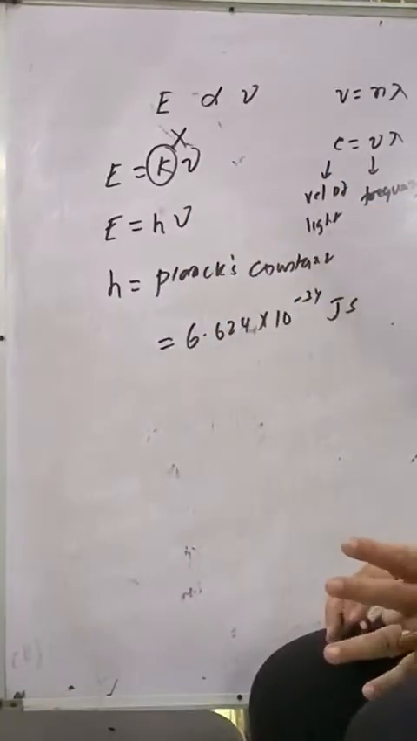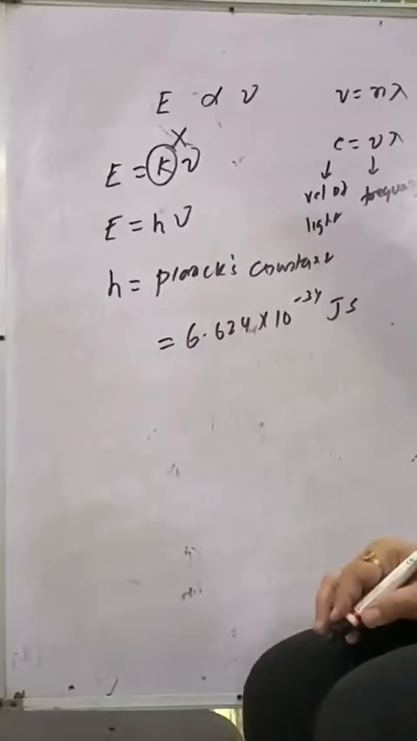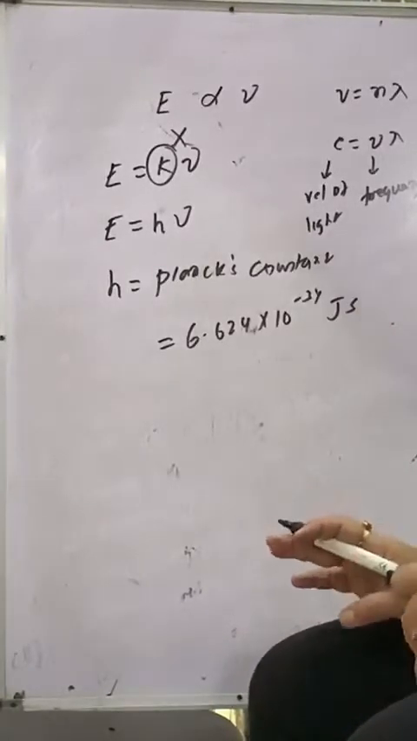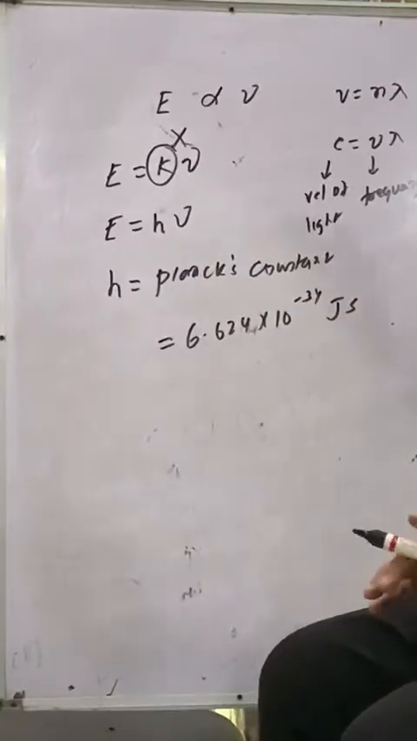Only those electrons are permitted to move around the orbit which have an angular momentum of nh upon 2 pi. This is what the next point says.